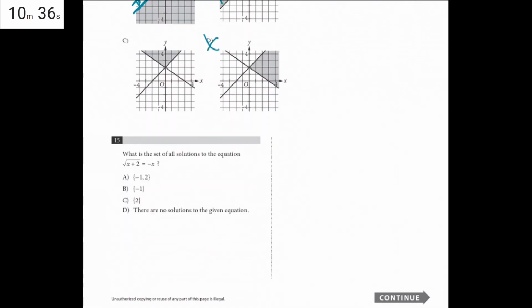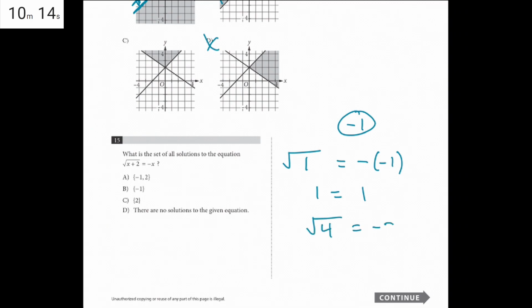15, what is the set of all solutions to the equation? And then they give us some solutions. Let's try them out. So let's try minus 1. So root 1 is equal to 1, which is equal to 1. Okay, so minus 1 is definitely a solution. Let's try out 2. Root 4 is equal to minus 2, so 2 is equal to minus 2. That's not true. So 2 is not an answer, so it's just minus 1.